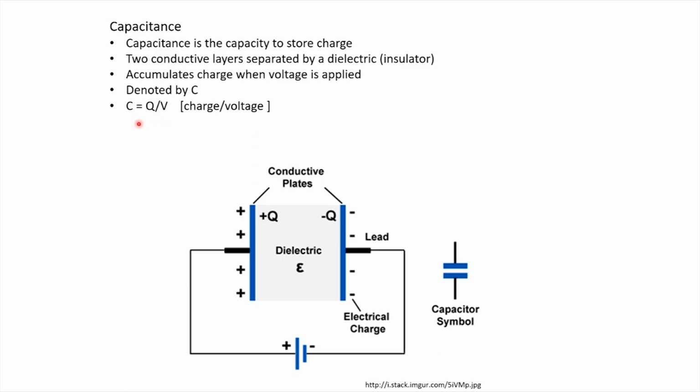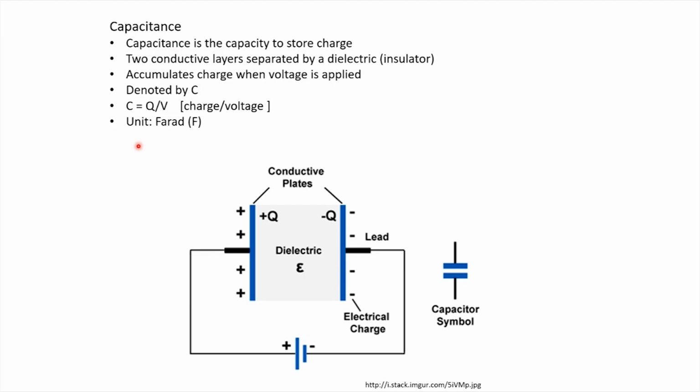And what this formula tells us is that if the capacitance is large, then you will be able to accumulate more charge on the capacitor per unit voltage. So if you have a large capacitor, then more current will be able to flow and more charge will get accumulated on this capacitor before it stops.